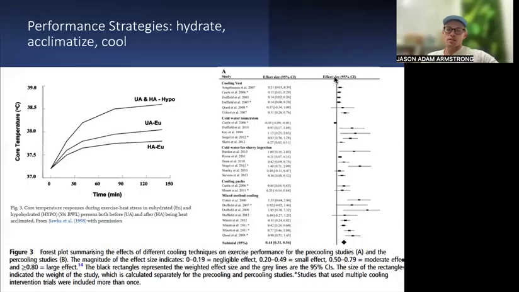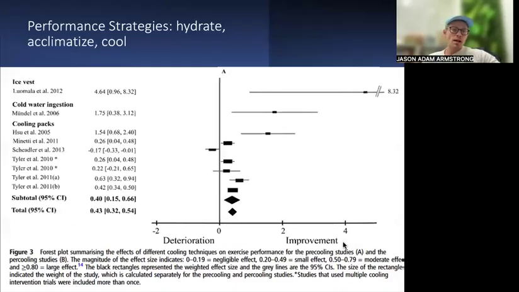This is just a forest plot. You see these a lot in epi, okay, but looking at whether or not cooling strategies, so different cooling strategies like a cooling vest, cool water immersion, an ice slurry, cooling packs, or mixed methods of cooling resulted in improvements in ability to maintain core temperature. And what they found was that indeed it did improve ability to maintain core temperature, generally speaking. Okay. This is just more data on that. So looking at cool water ingestion, ice vests, and cooling packs. And again, we saw that they were able to improve temperature regulation.